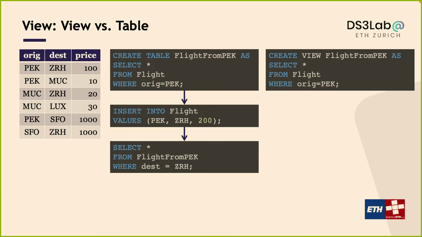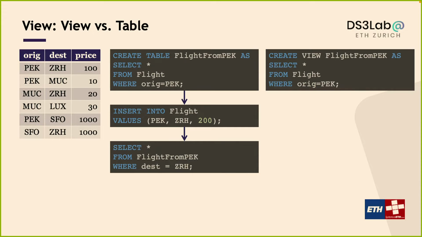Essentially, that SQL query tries to get all the flights from PK to Zurich. In the original table, I have one flight, right? So that's the first tuple, PK to Zurich, price 100. And after you define the table, you insert a new flight, PK to Zurich, 200. And now I select all the flights from PK where destination is Zurich.